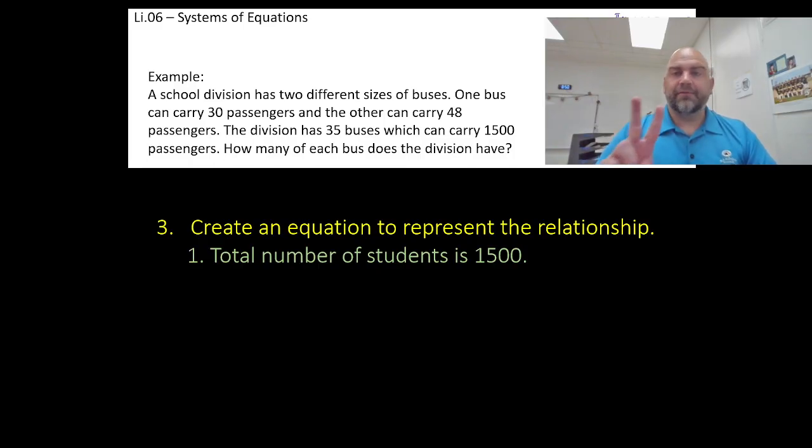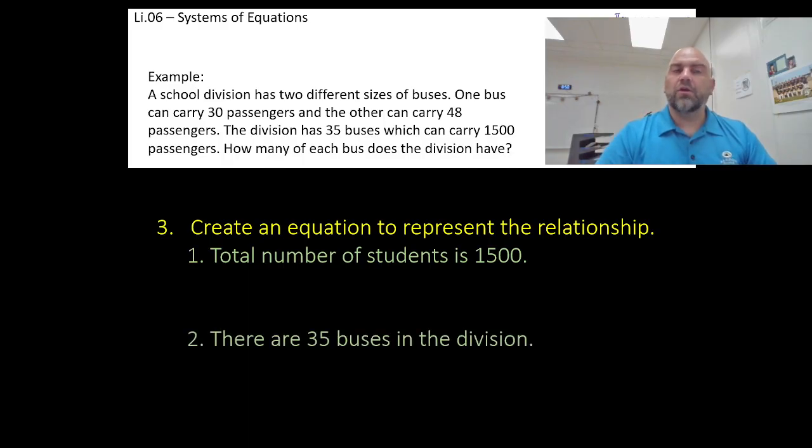The second limiting factor, which is also going to affect how many buses there are, is that there are 35 buses in the division. So we know that we can't have more or less than 35 buses. We have to have exactly 35 buses to have this total of 1,500 students. Now, there is a number of different solutions to the first one.